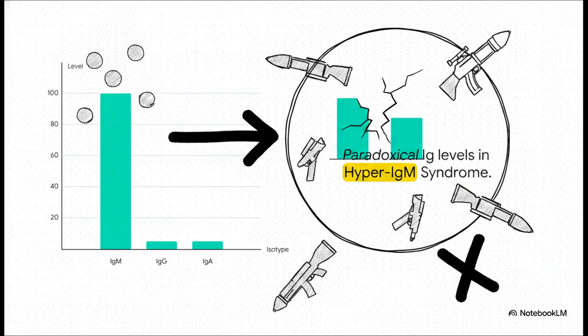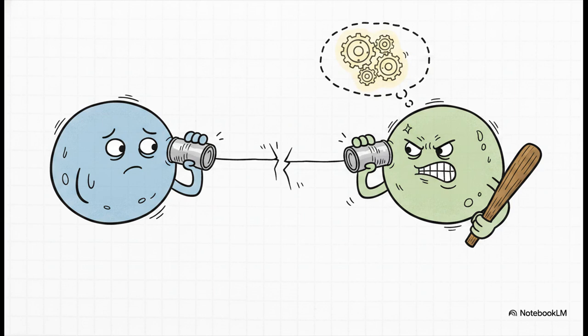A patient will actually have normal or sometimes even soaring levels of basic IgM antibodies. But when you look at the IgG and IgA levels, they are dangerously low. It's like the body is mass-producing the default IgM ammunition, but completely failing to upgrade its weapons to the highly specialized, mature IgG and IgA artillery that's so desperately needed for long-term defense. So why on earth does this happen?